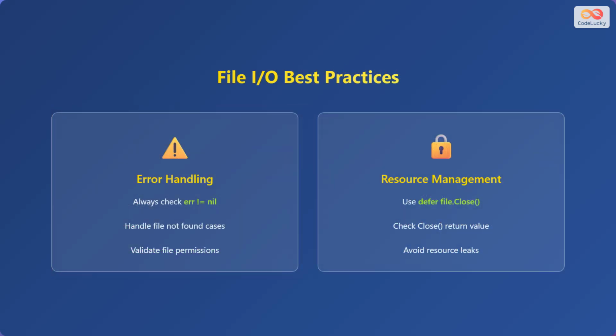To ensure robust file input-output operations, follow these best practices. Firstly, always check for errors using err != nil. Handle cases where the file might not be found, and validate file permissions to prevent security issues. Secondly, manage resources effectively. Use defer file.Close to ensure that files are closed after they are no longer needed. Also, check the return value of the Close method and avoid resource leaks by properly closing files.